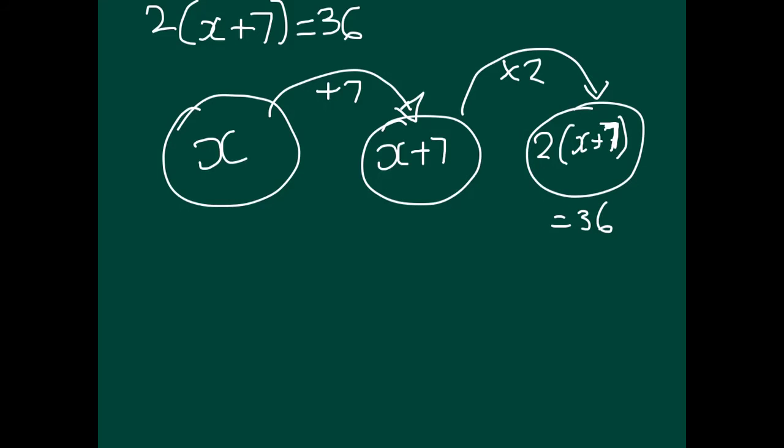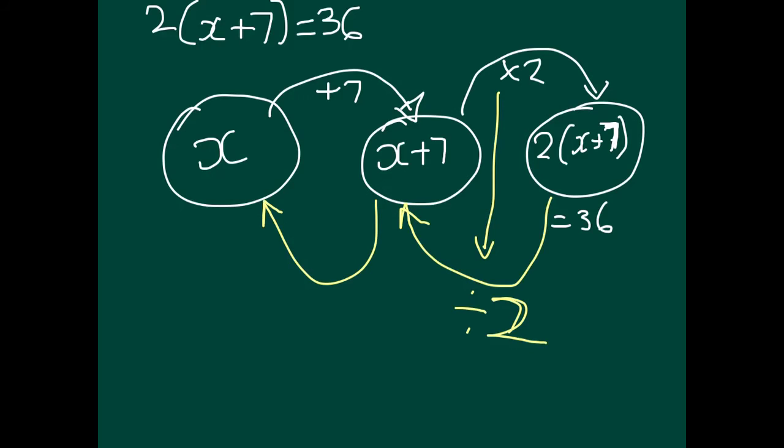Right, and as before, my undoing is going to go in reverse order. First thing I'm going to do is I am going to divide by 2, sorry. Next thing, the opposite of adding 7, I'm going to subtract 7. And that's going to get me back to x.